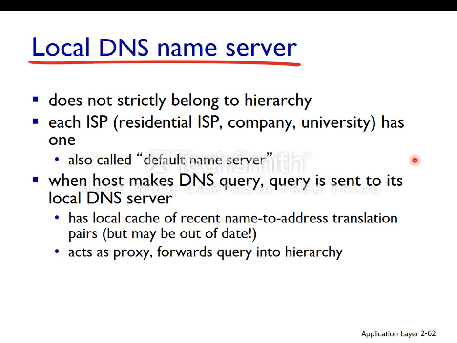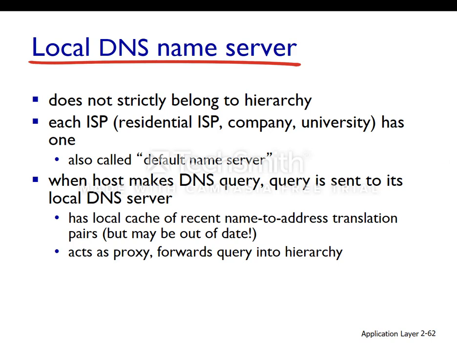However, each ISP, a residential ISP, a company, a university, will have its own local DNS server, which is also called a default name server. So when a host makes a DNS query, the query is sent to its local DNS server. This local DNS server has a local cache of recent name to address translation pairs. But sometimes these mappings can be out of date. The local DNS server will act as a proxy and forward the query into the DNS hierarchy.